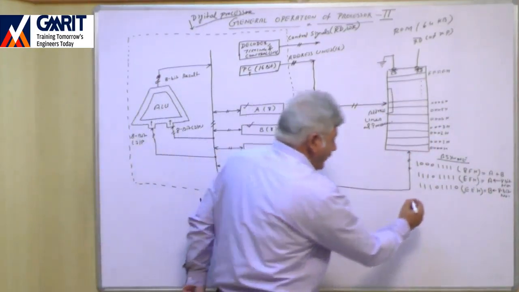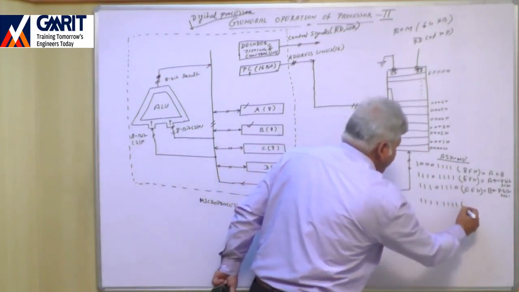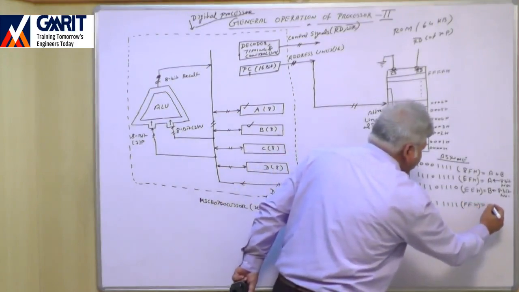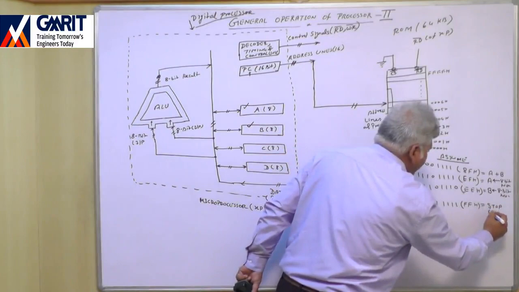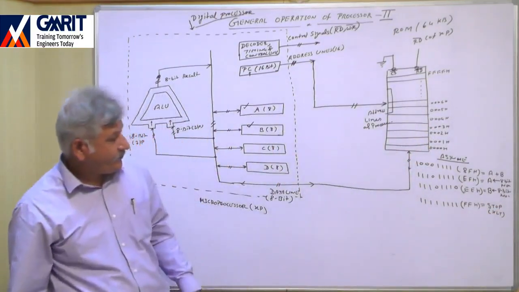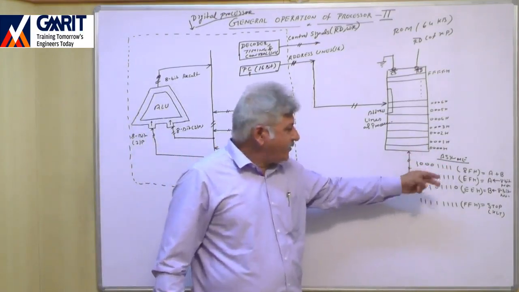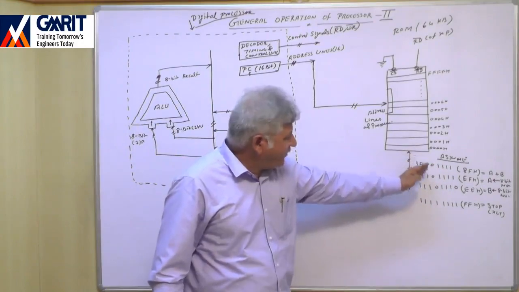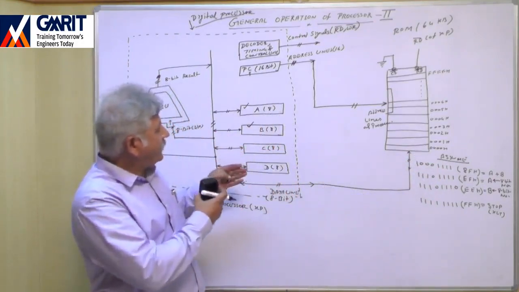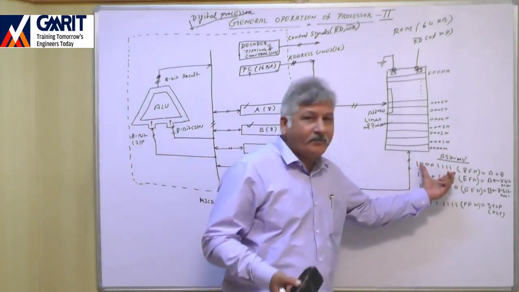And another binary pattern, 1111 1111. This means FF in hexadecimal. This means stop or halt. Right? Now I have taken just one example. Maybe in some other processor the binary pattern may have a different meaning.